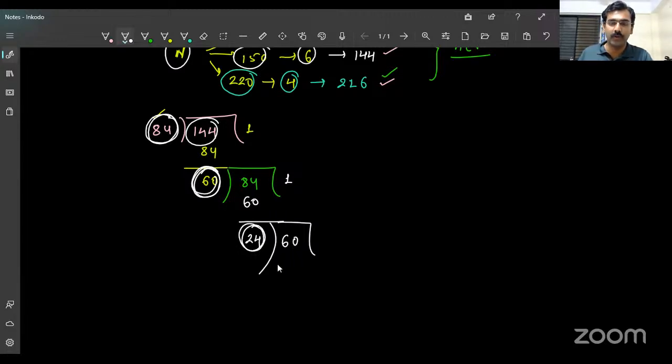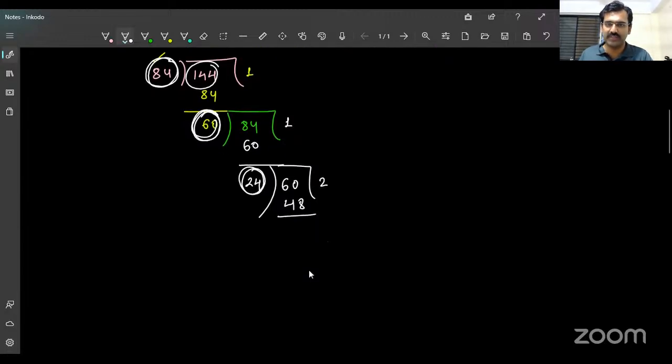So 24, double of 24 is 48, I believe, because triple of 24 is 72, which is a little higher than that. So I'll take double of 24, which is 48. Now 60 minus 48, we all know is 12. I hope you know that. And 12 perfectly divides 24. So finally, I've gotten a remainder 0.